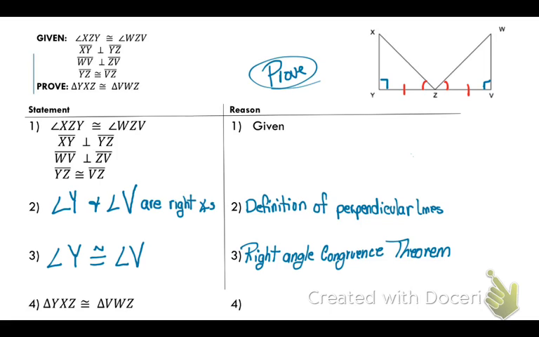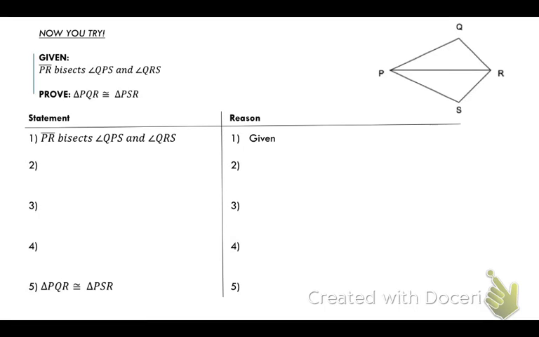Now that I know they're right angles, I can say that angle Y is congruent to angle V because of the right angle congruence theorem, which says all right angles are congruent. So let's go back and check. I have this set of angles, that included side, and this set of angles, and therefore I can say that triangle YXZ is congruent to triangle VWZ because of angle, side, angle. Now, I would like you, again, to pause your video and give a stab at this particular proof. Pause your video now.